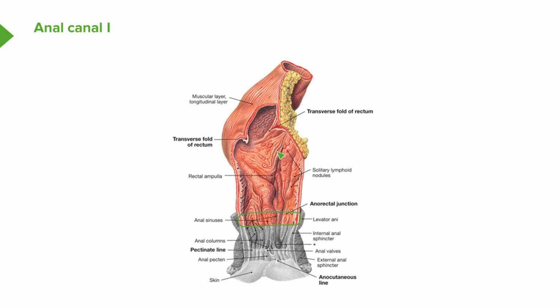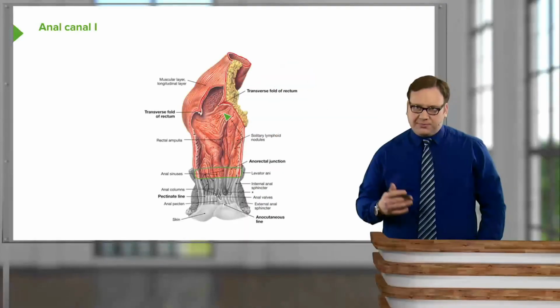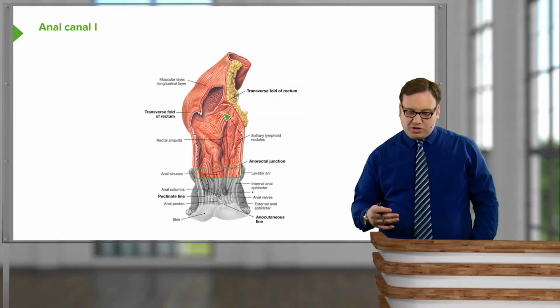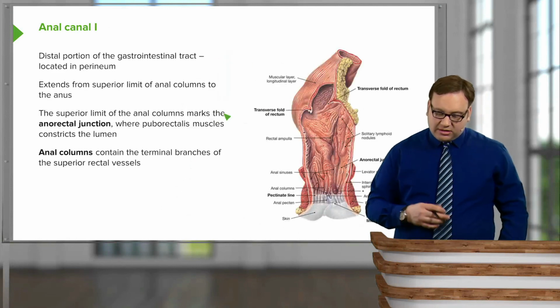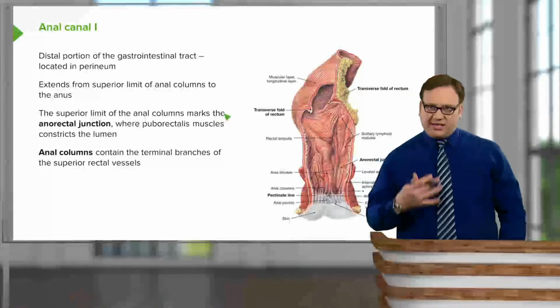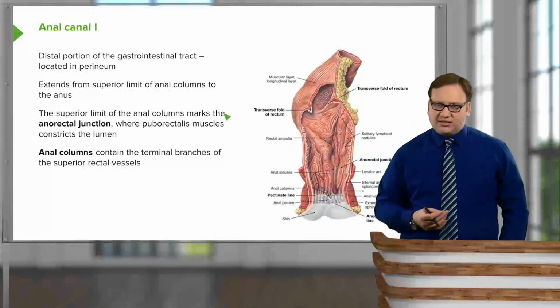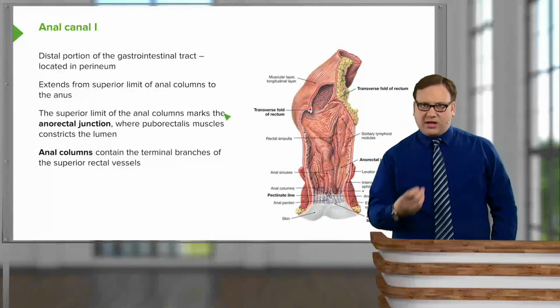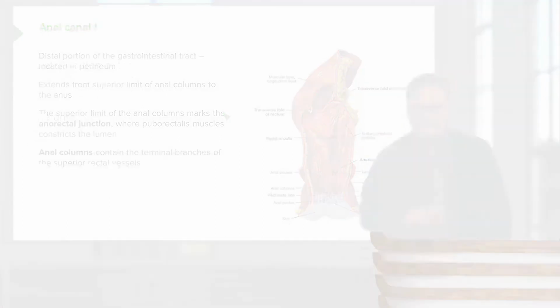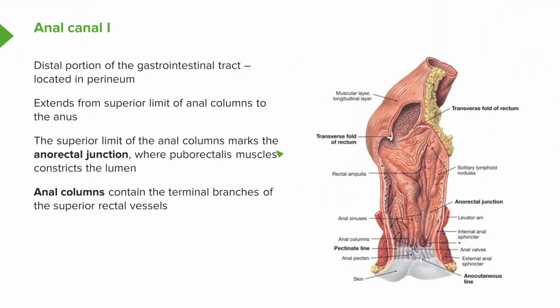And which part of the levator ani goes around the rectum? The puborectalis. Puborectalis. So, the anal canal is the distal portion of the gastrointestinal tract. And importantly for this lecture, it's located in the perineum. It extends from the superior limit of the anal columns. So here we can see some anal columns that are really starting at the anorectal junction. And it runs down to the anus, which we can see here, this opening.